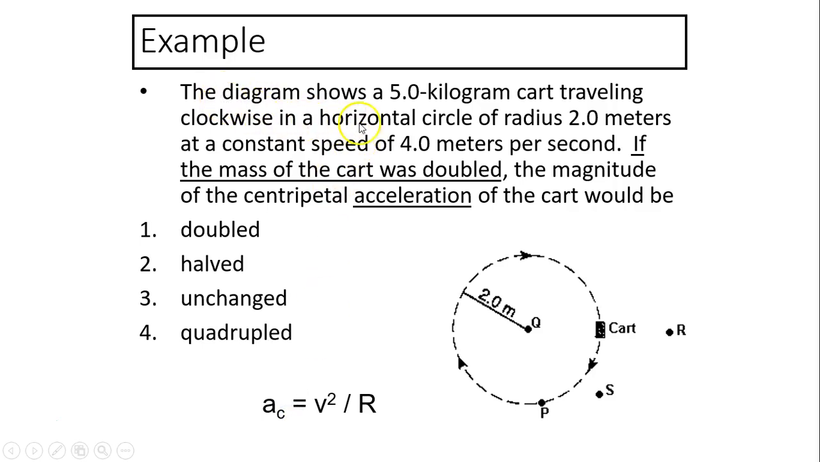Another example. A diagram shows a 5 kilogram car traveling clockwise in a horizontal circle of radius 2 meters at a constant speed of 4 meters per second. If the mass of the car was doubled, what happens to acceleration? Let's see, acceleration equals v squared over r. There is no mass in this equation, so it doesn't matter what happens to the mass. Acceleration is unchanged by the changing of mass.